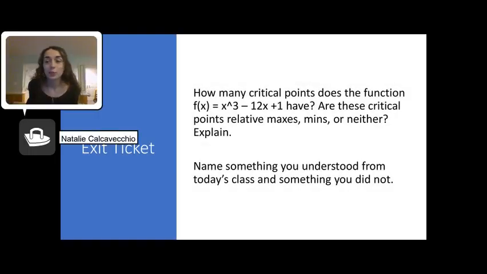Okay, everybody, as usual, we're going to end class with an exit ticket. So I want everybody to complete this work and upload it to our course site, okay? So we are asked how many critical points does the function f of x equals x cubed minus 12x plus 1 have? Are these critical points relative maxes, mins, or neither? Explain. So use the first derivative test for this first question, okay? And then I also want you guys to name something you understood from today's class and something you did not understand, okay? This is going to be ungraded. This is just to kind of give me an understanding of how well you guys are grasping this material.